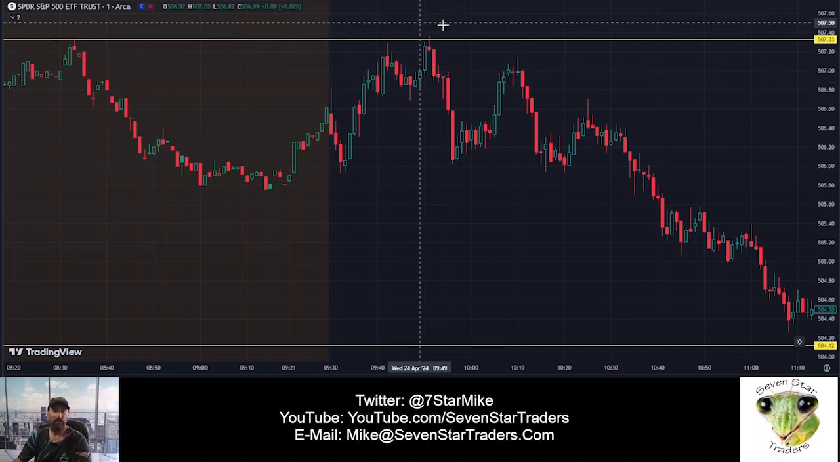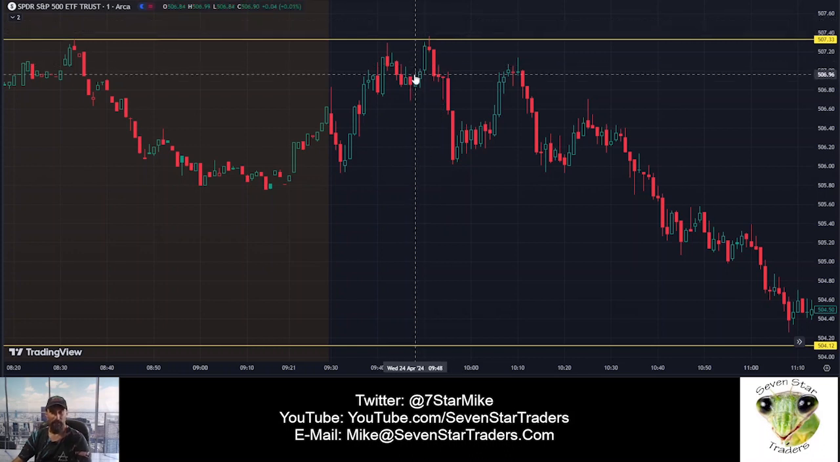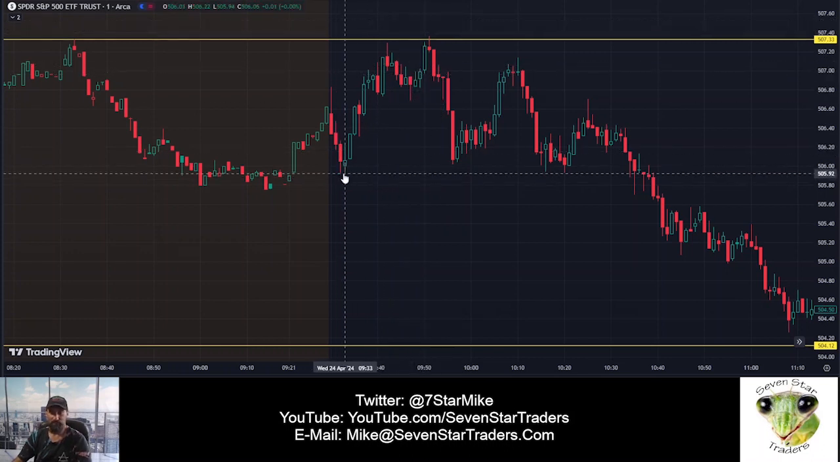Now, my stop would have been just slightly above here. If you look at the underlying price, 506.92, 507.33 is where this level is. So I was giving this trade about a 50-cent move against me if I was wrong. That's where I would have stopped out. And my target was low of day, which at the time was this point right here, 505.92.